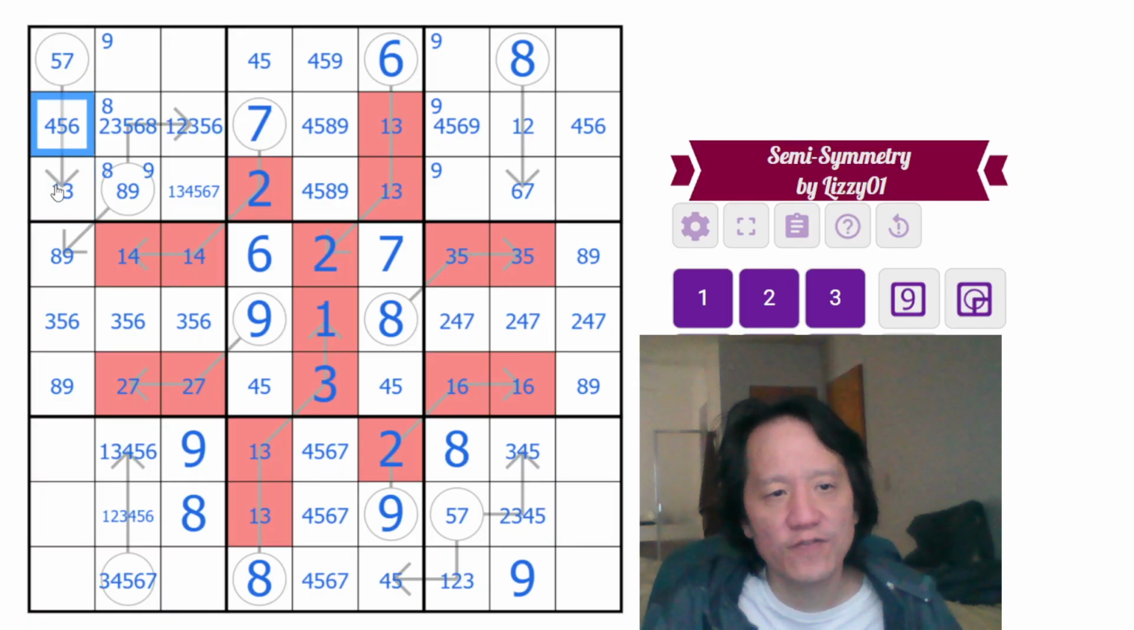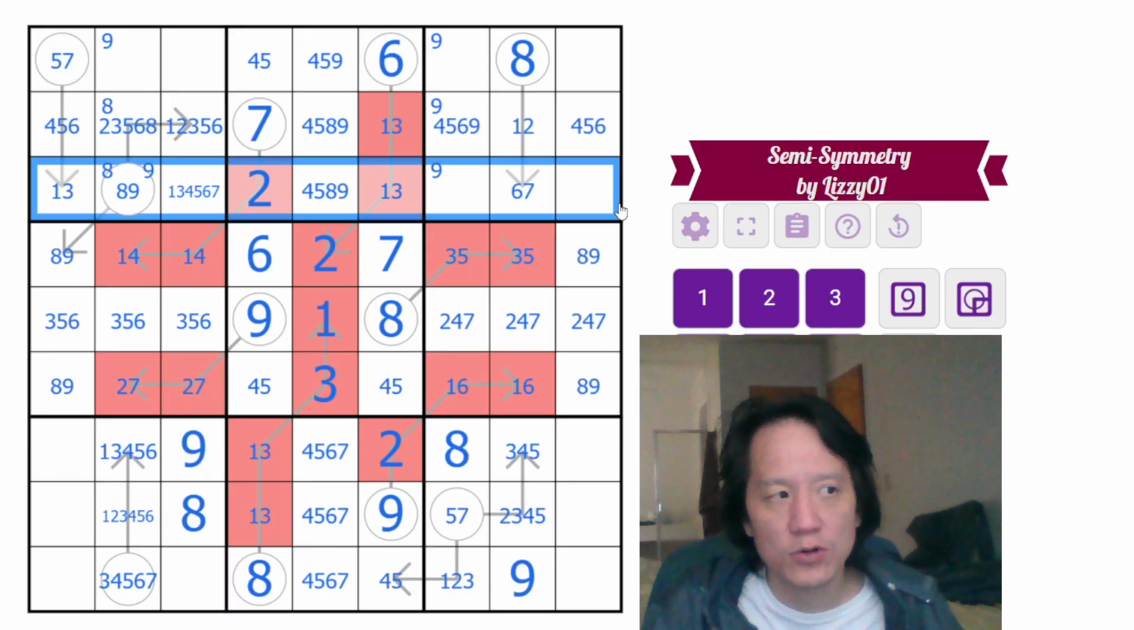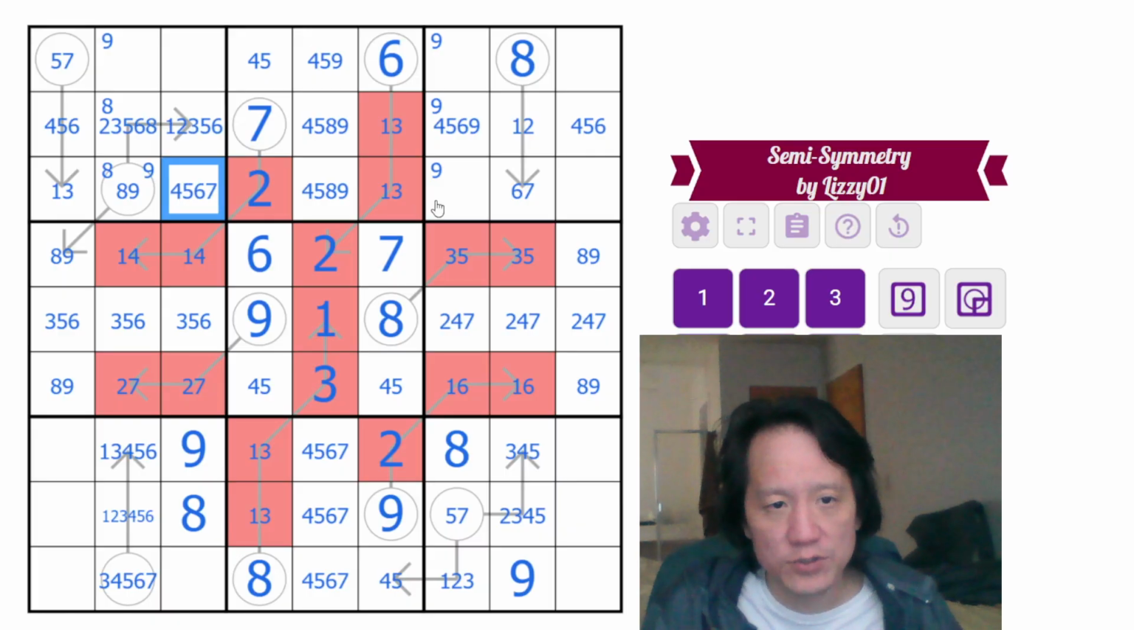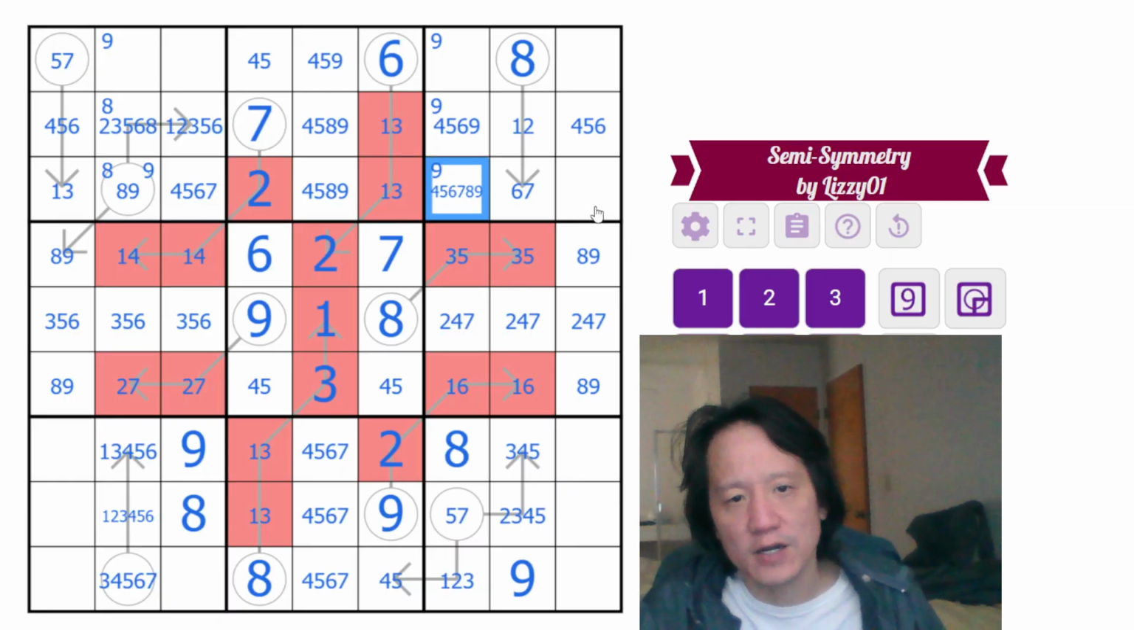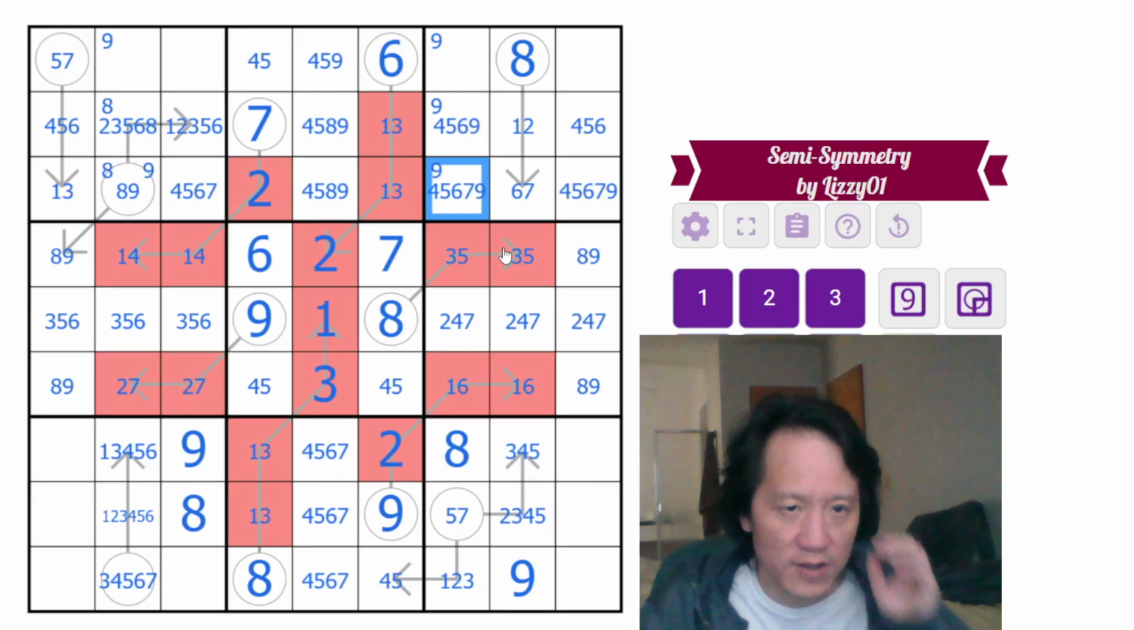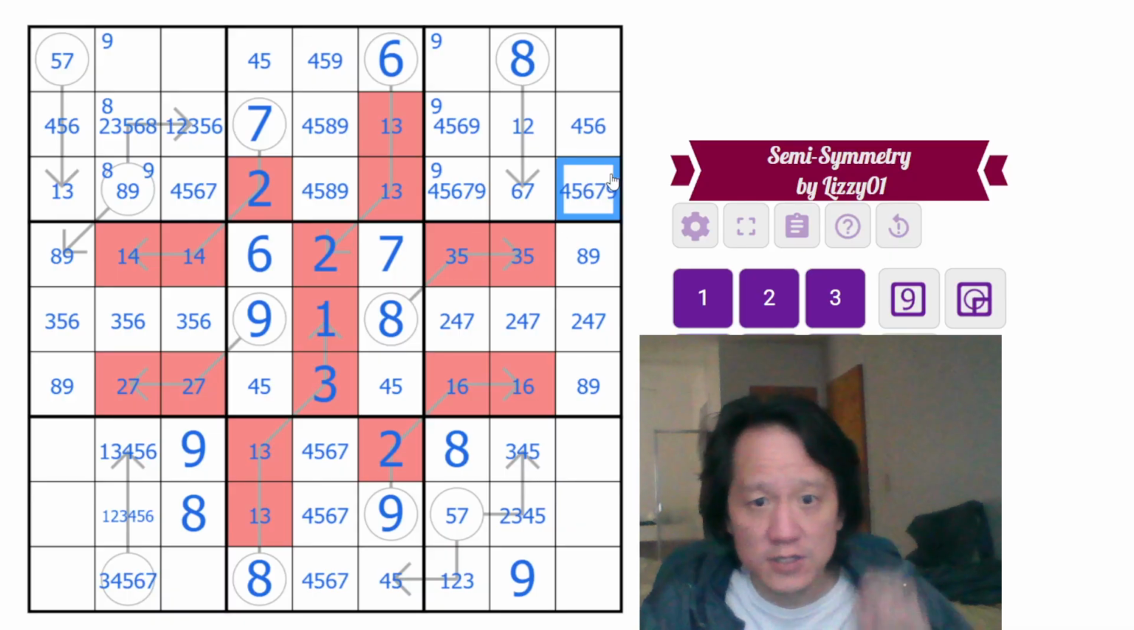Therefore, it could be 3, 4, and that's 7. This is 1 or 3. This is 1, 3. We have a 1, 3, 1, 3 pair in row 3. So the rest of the row cannot contain a 1 or a 3. And there's no 2 also. So this is 4, 5, 6, 7, 8, 9. It can't be 8. So this is 4, 5, 6, 7, 9. This can't be 9.